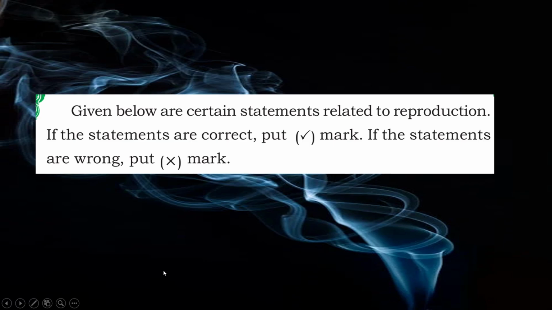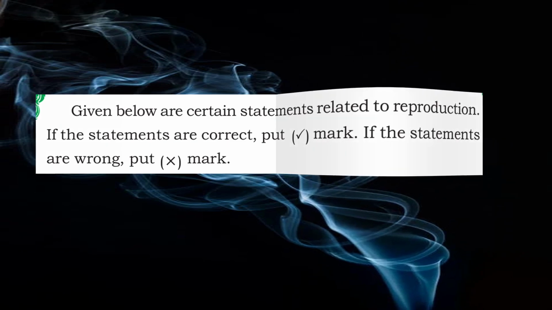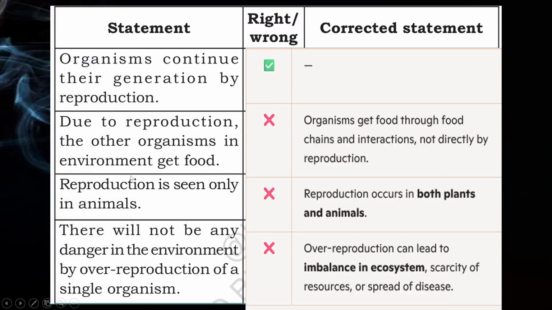Given below are certain statements related to reproduction. If the statements are correct, put a right mark. If the statements are wrong, put a wrong mark. Statement: organisms continue their generation by reproduction. True. Due to reproduction, the other organisms in the environment get food.